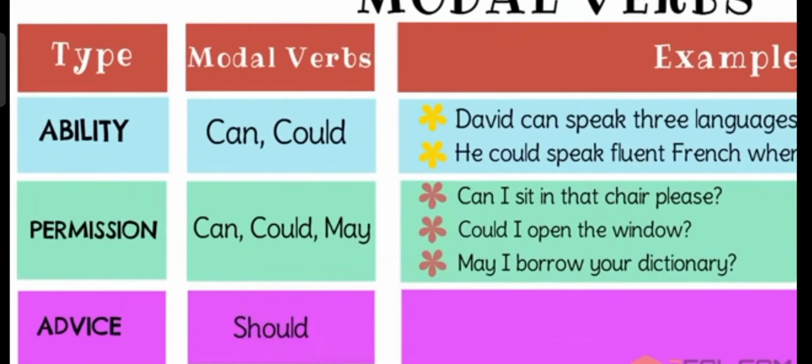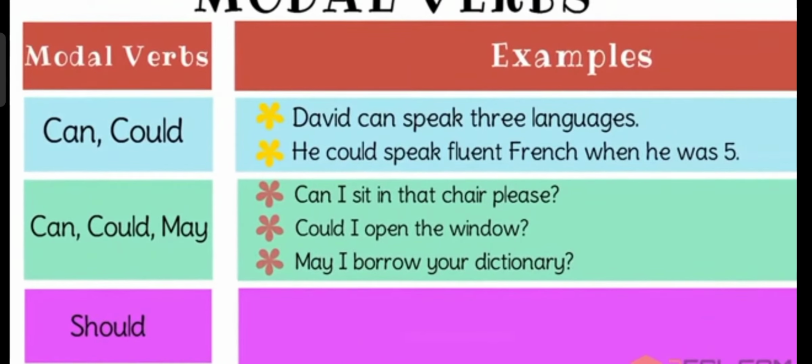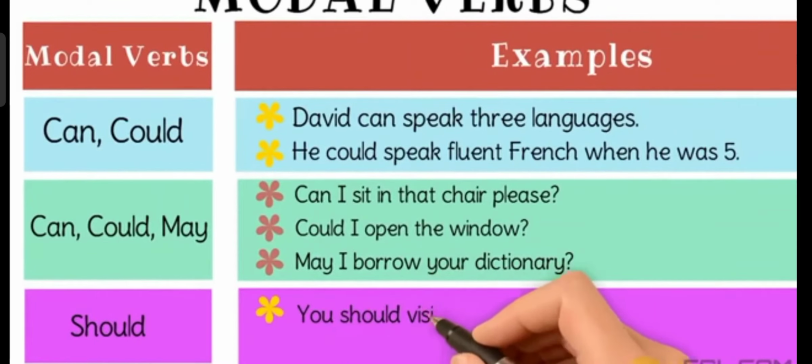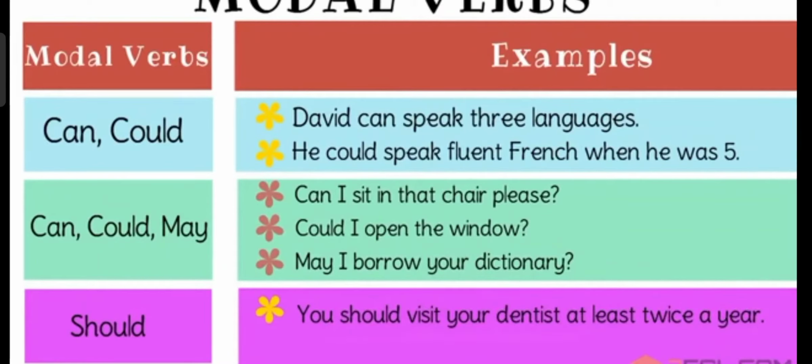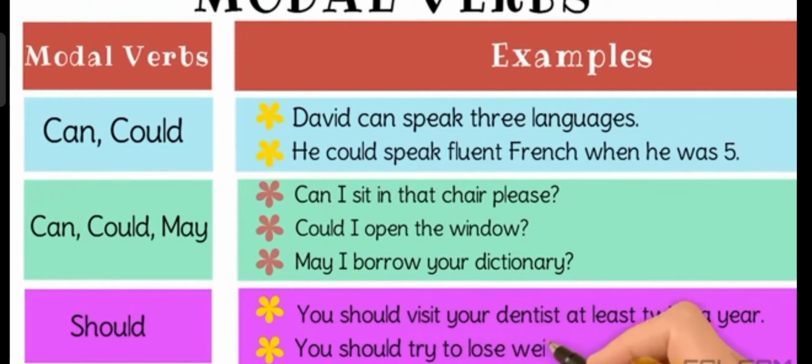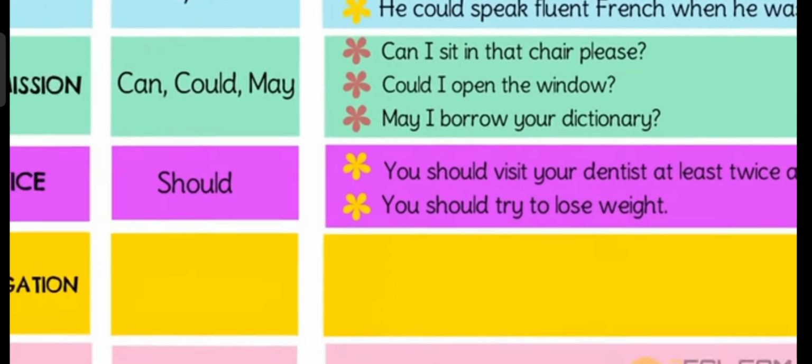Now the next one, that is should, we use this for advice. The example: you should visit your dentist at least twice a year. We are giving them advice. You should try to lose weight. We are advising the person.